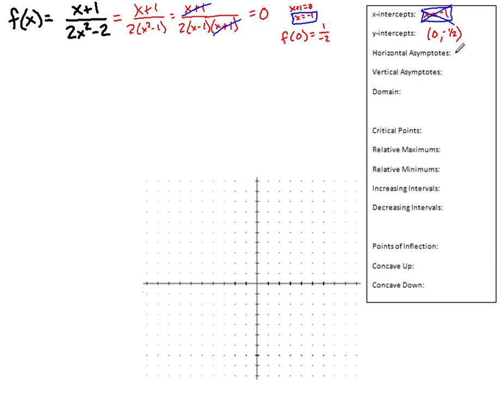Okay, looking at asymptotes. Horizontal asymptote means I'm looking at the degrees. The degree of the bottom is bigger than the top. That means the bottom is growing more rapidly. So I'm dividing by a big, huge number. So my horizontal asymptote would be like 1 over infinity, which would be 0.